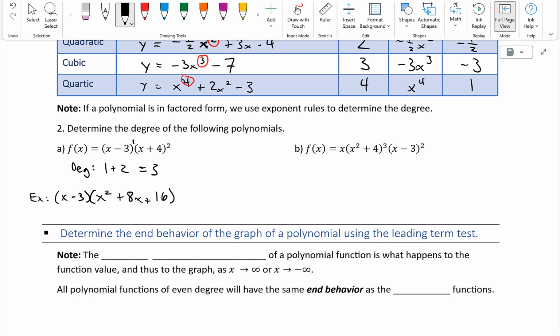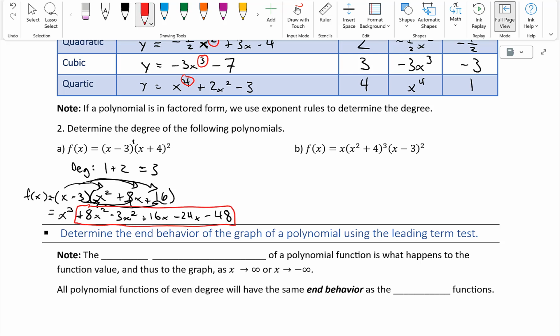And then if we did, so here this is still, let's call it f of x instead of just an example. If we did multiply it out, we'd get x to the 3rd from the x times x squared. We get an 8x squared, a minus 3x squared, a 16x, a minus 24x, and a minus 48 when we do all our distribution. And we don't really care about any of these lower terms when we're talking about degree. All we care is that that first term is going to be an x cubed.